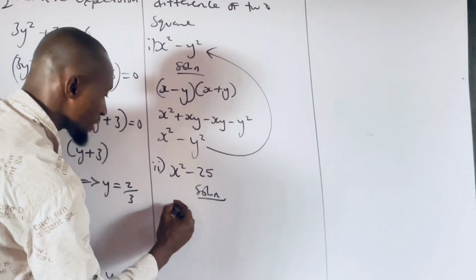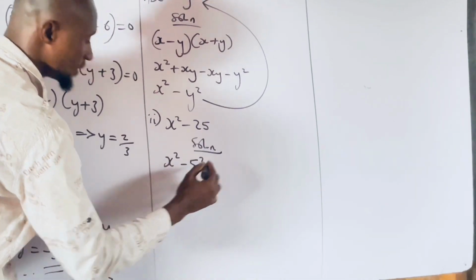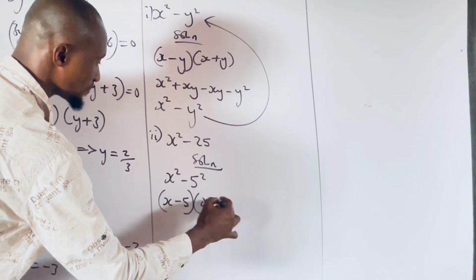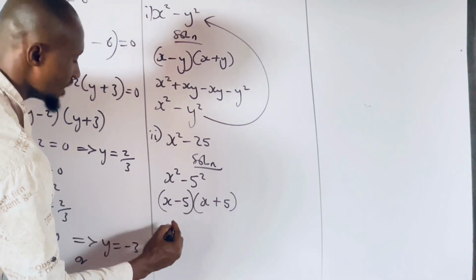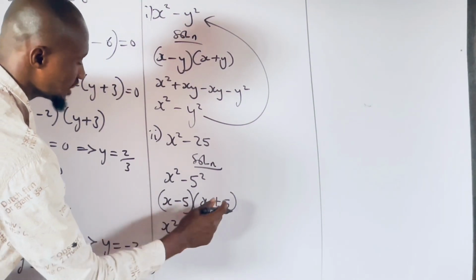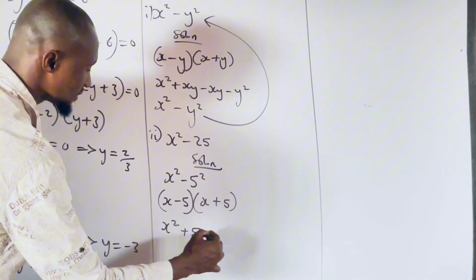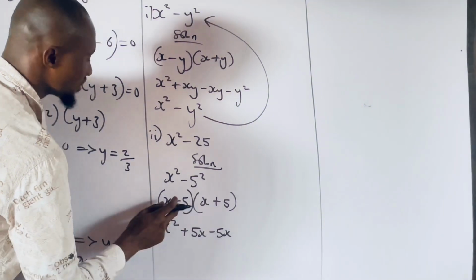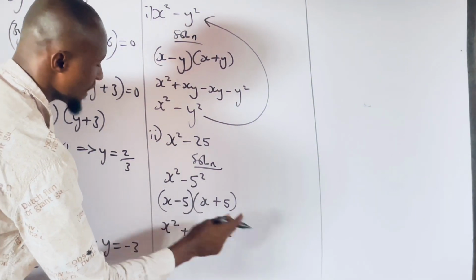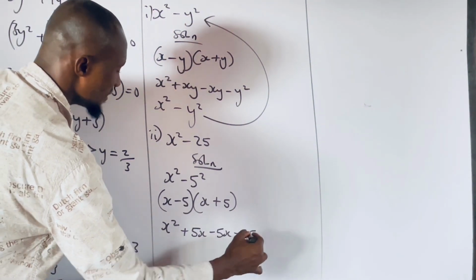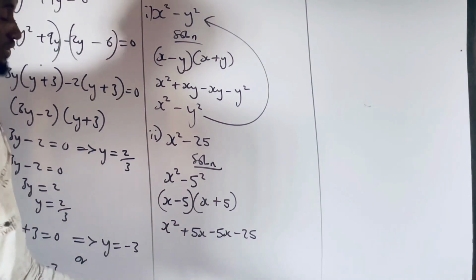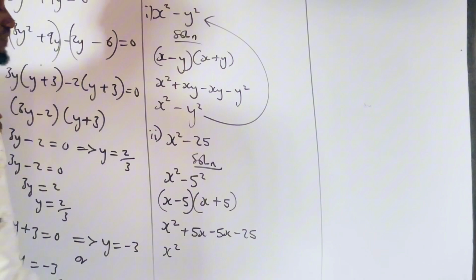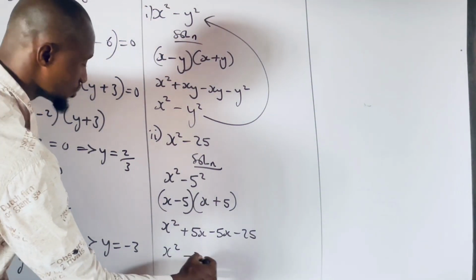Solution, x square minus 5 square, which is x minus 5 bracket x plus 5. x times x will give us x square. x times plus 5 will give us plus 5x. Minus 5 times x will give us minus 5x. Minus 5 times plus 5 will give us minus 25. Now, what are we going to do? x square plus 5x minus 5x will give us 0, minus 25.